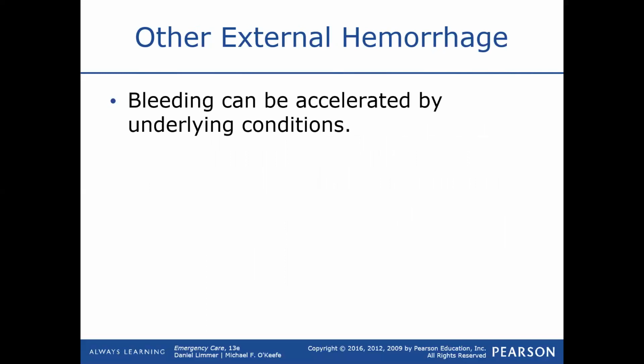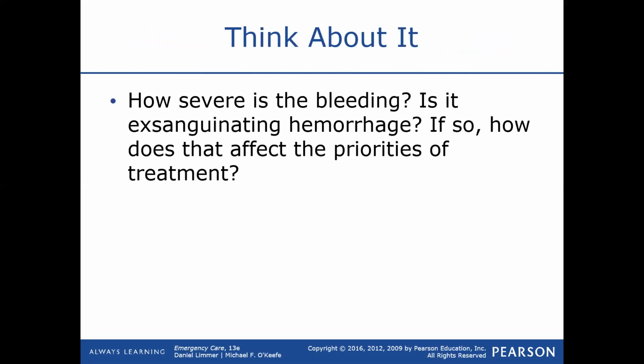Bleeding can be accelerated by underlying conditions. Certain people don't have a great ability to clot just naturally. And then add to that a large group of people that are on some type of blood thinner, they wouldn't be able to clot as well. So these are things we need to think about when we are on scene. How severe is the bleeding? Is it exsanguinating hemorrhage? If so, how does it affect the priorities of treatment?